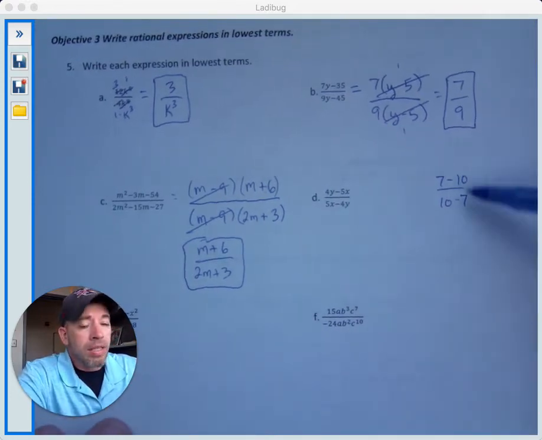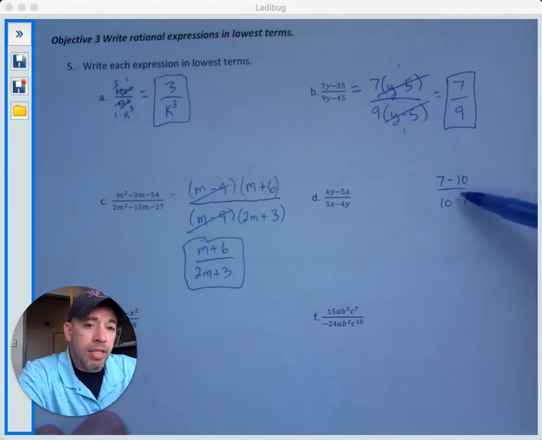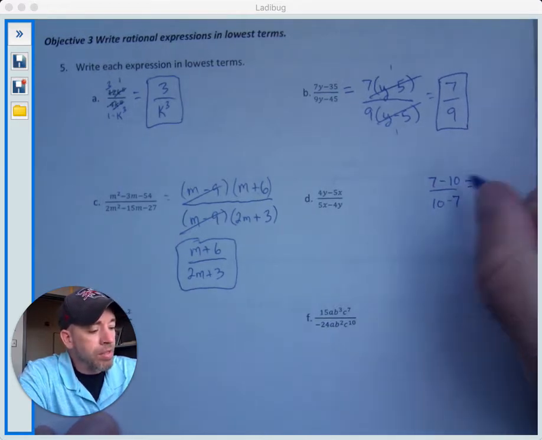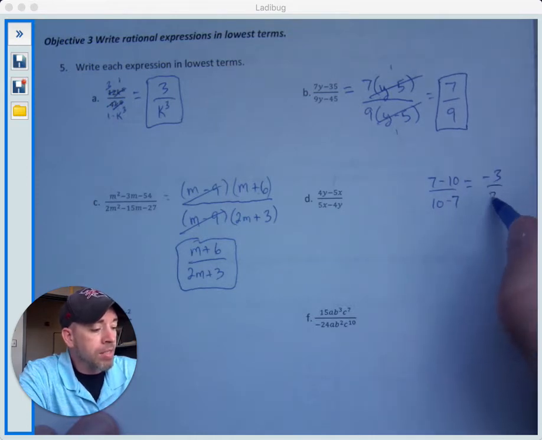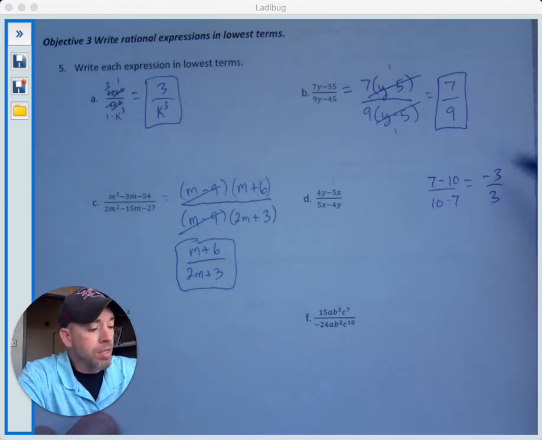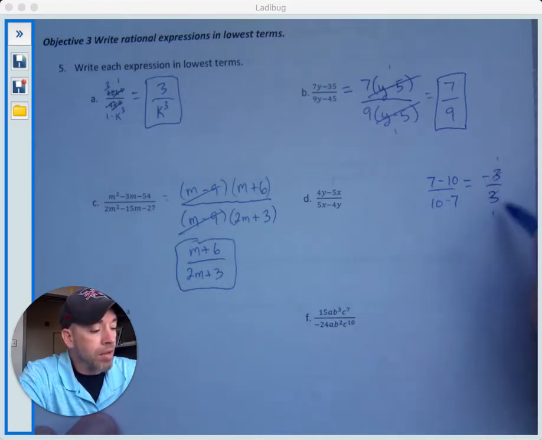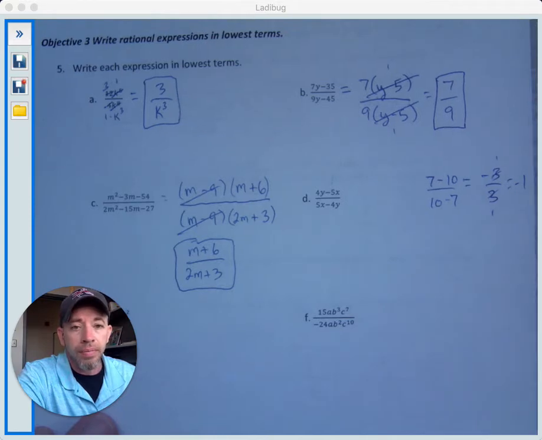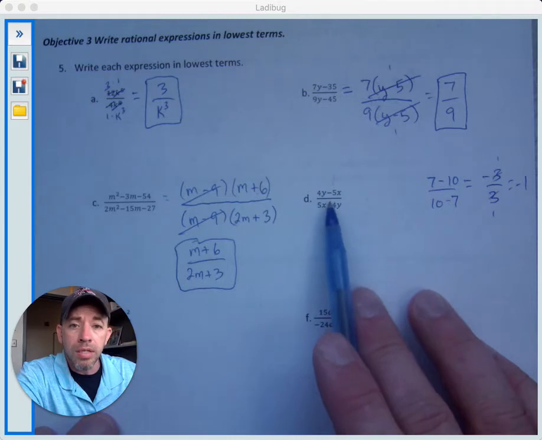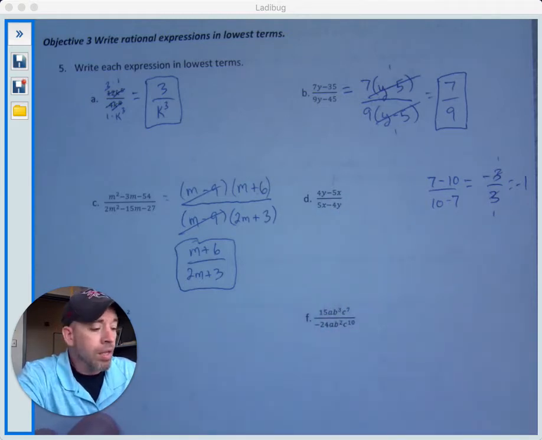So if we have something like that where the top and bottom look exactly the same, they're both differences, it's just the order is different, right? Well, what happens when this occurs? If we do 7 minus 10, we get a negative 3. 10 minus 7 is positive 3. These differences are going to be opposites of each other, which is going to cause this to become negative 1. And that's going to happen here as well. After you do a few of these, you could look at this and say, oh, this is negative 1. And that's all you'd have to do.